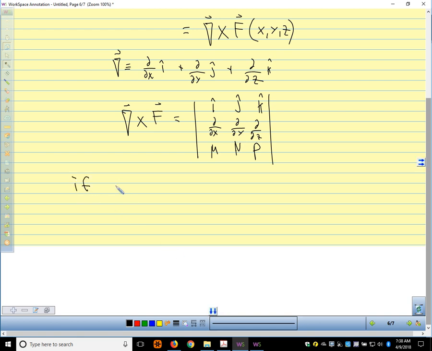And we say if del cross f equals 0, we say f is irrotational. We can think of the curl as being related to the tendency of the field to cause a rotation. So if you're thinking of a velocity field in a liquid, the curl tells you the tendency of the liquid to rotate. But we'll go into more detail at the end of the chapter.